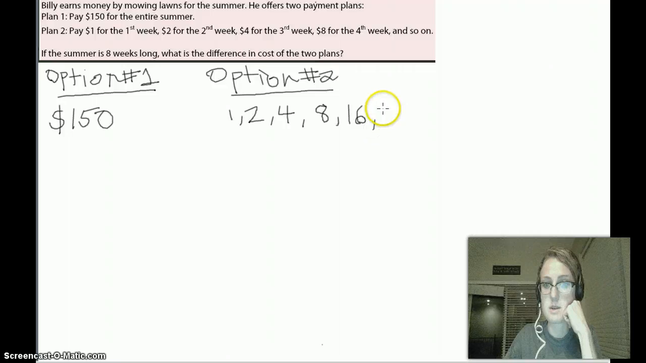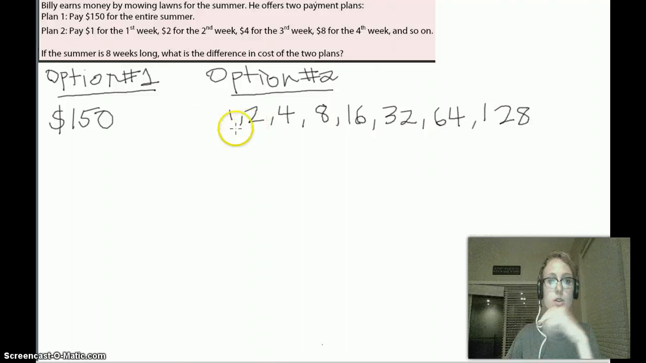The sixth week is going to be 32. The seventh week will be 64. And the eighth week will be $128. So you can either pay $150 and get the whole summer for all 8 weeks, or you could pay each of these amounts for each week.